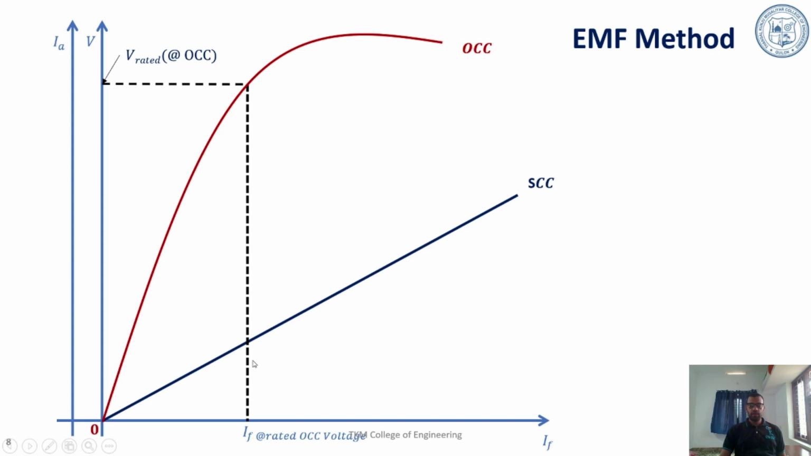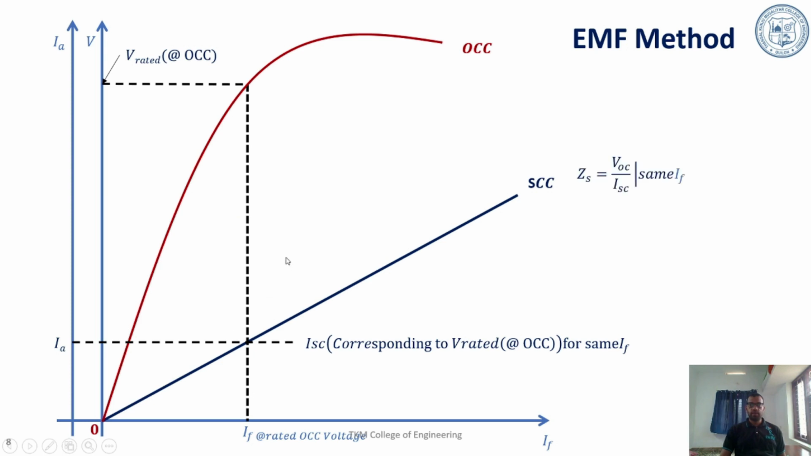Corresponding to the same field current, what is short circuit current? This is the short circuit current. Please note that short circuit current. Now we can have one open circuit voltage and short circuit current corresponding to same field excitation. Now we can find out synchronous impedance by means of this equation, and we can calculate E0 and voltage regulation like this.